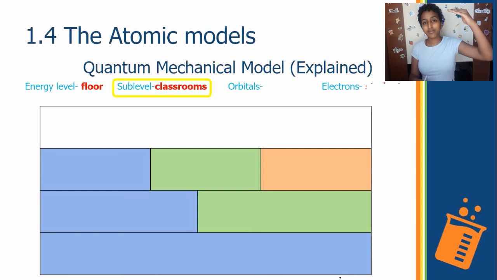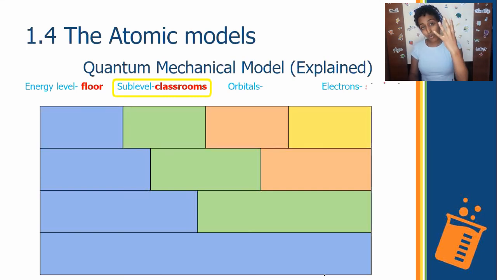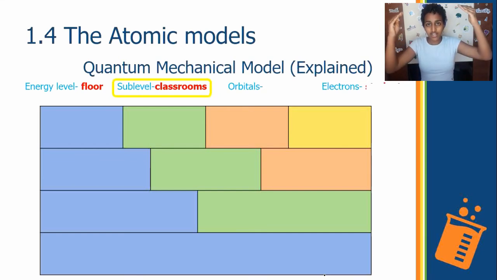And finally, the fourth sublevel, the fourth floor, the highest energy level, has 4 classrooms, blue, green, red, and yellow. And this would be S, P, D, and F. So I hope you understand so far that each floor, consider it as an energy level, and each classroom, consider it as a sublevel. Finally, we have orbitals.